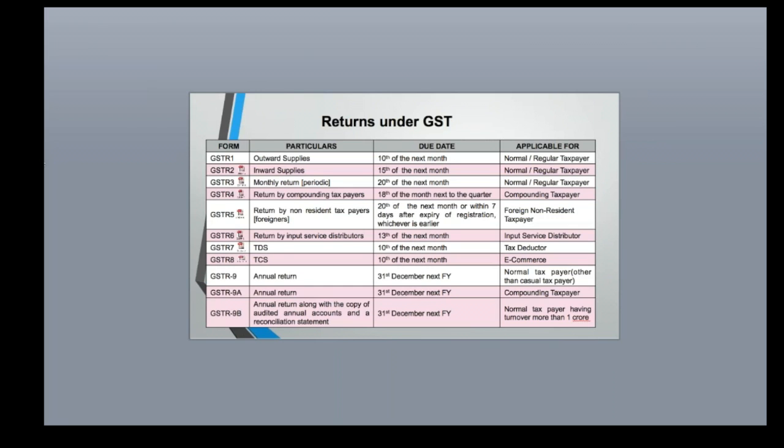Coming first to returns. For the month of July, the GST Council has given certain relaxation. The regular return for July was to be filed as GSTR 1 on 10th of August, GSTR 2 on 15th of August, and GSTR 3 by 20th of August.